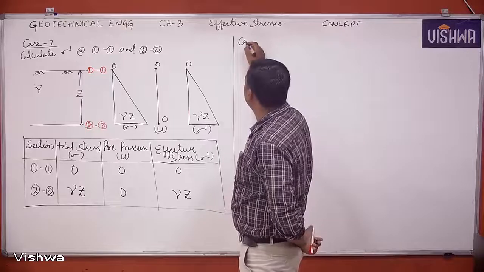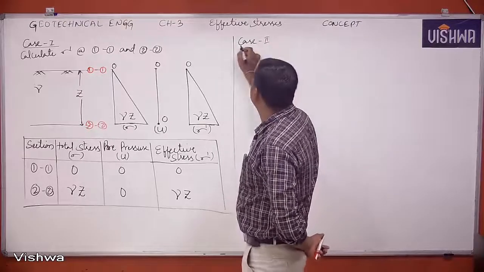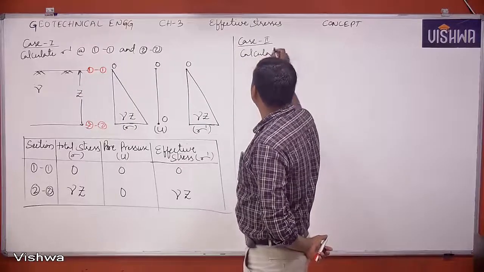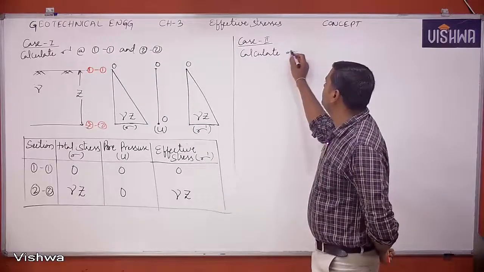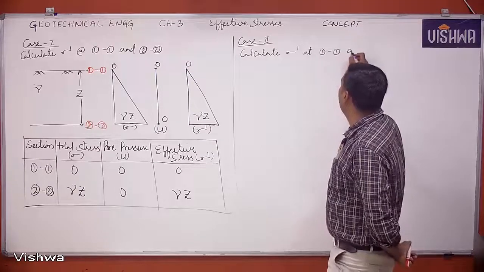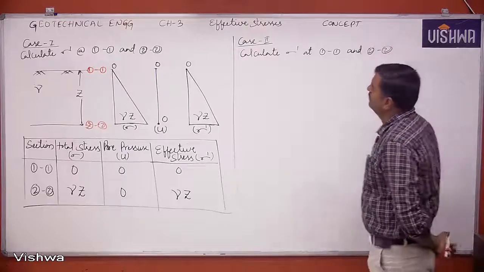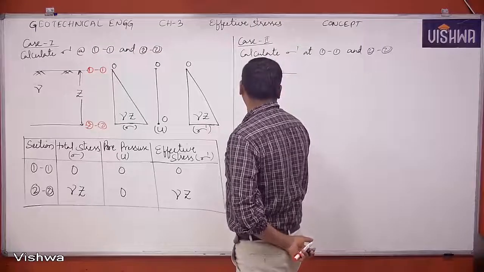We'll take case 2. Case 2, same. Calculate effective stress sigma dash at 1 and at 2 for the given profile. The profile is like this.